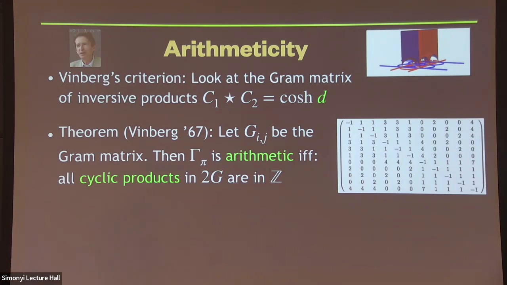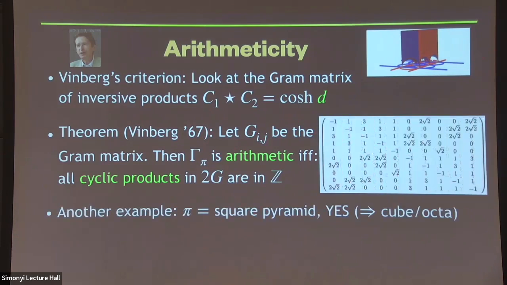So here's Vinberg's criterion. If you didn't like my definition of an arithmetic group, you can take this to be the definition, even though it's a theorem. If you look at this Gram matrix, the g_ij are the entries of the Gram matrix. This is for general reflective lattices; it doesn't have to do with the Koebe-Andreev-Thurston theorem. What you do is you look at all cyclic products in twice the entries, and you check whether they're all in Z. So let's do another example where those entries were all integers already, so there's nothing to check.